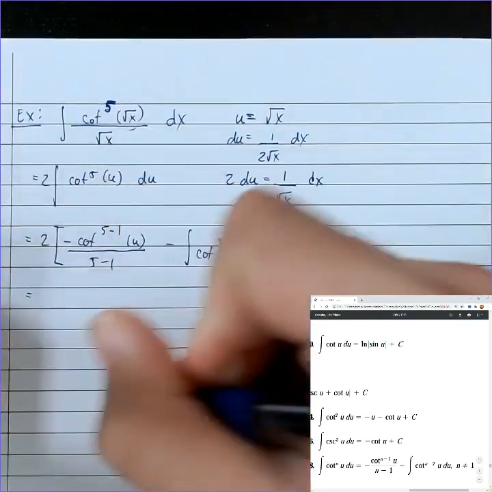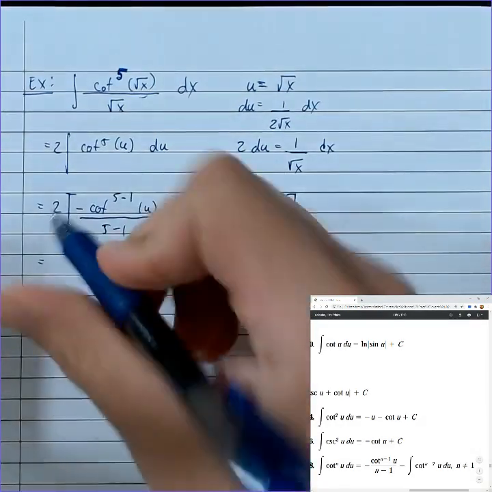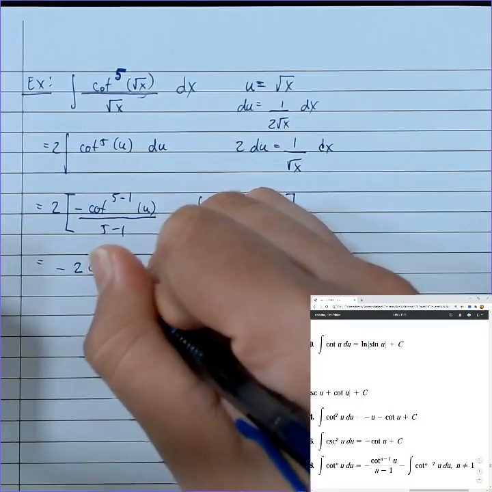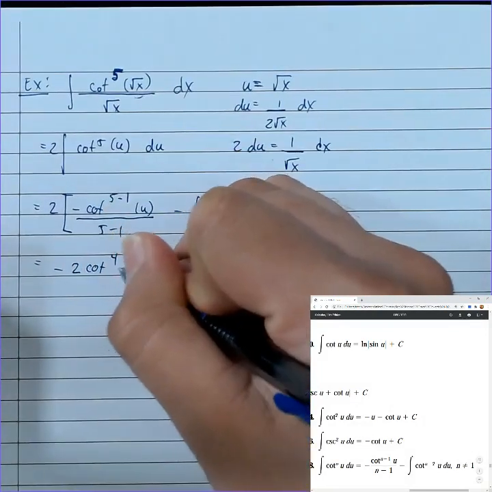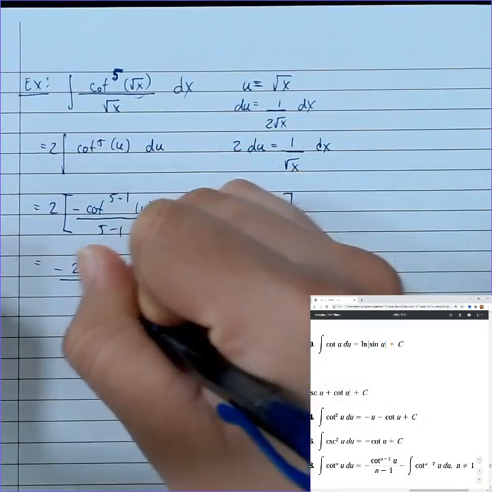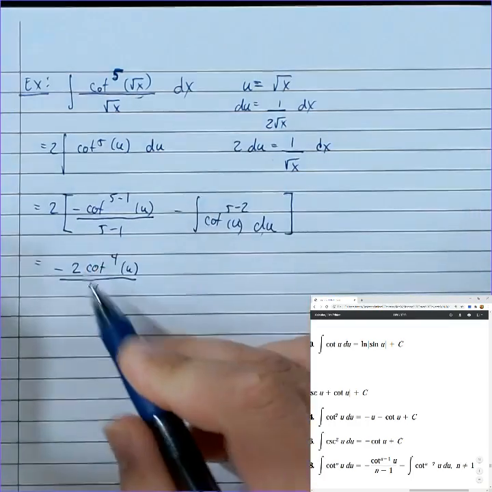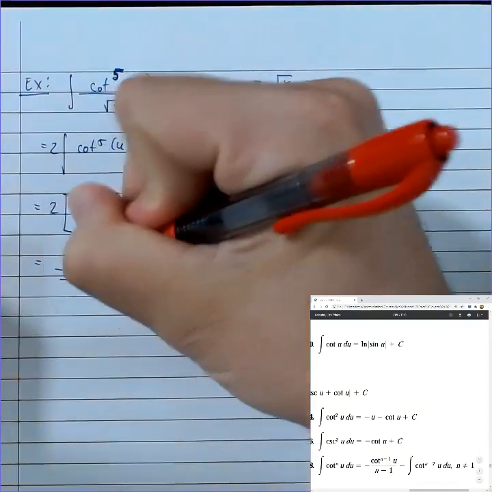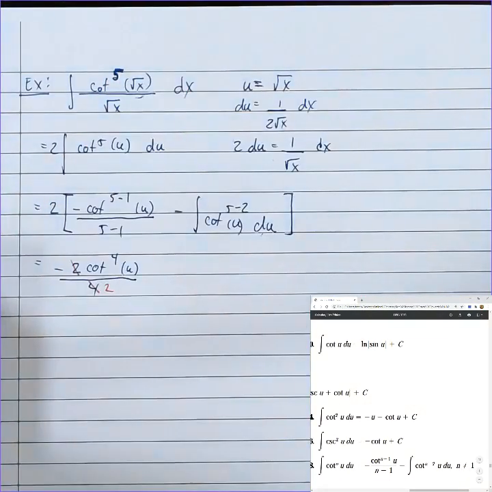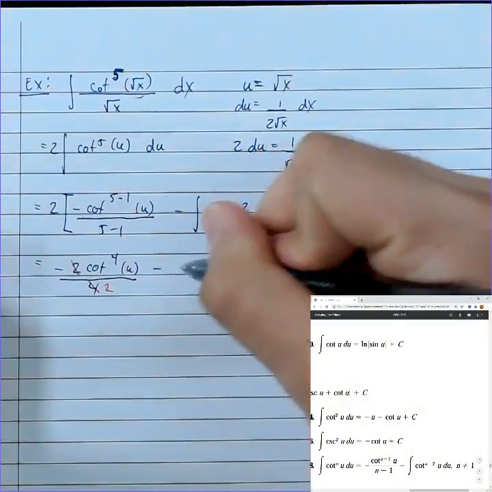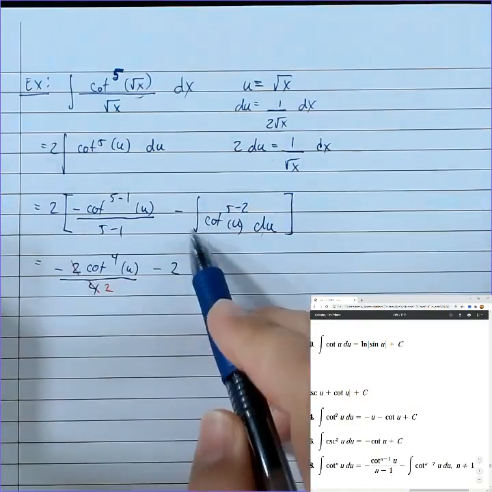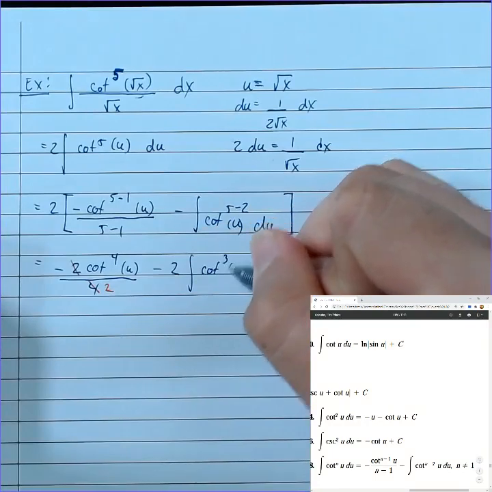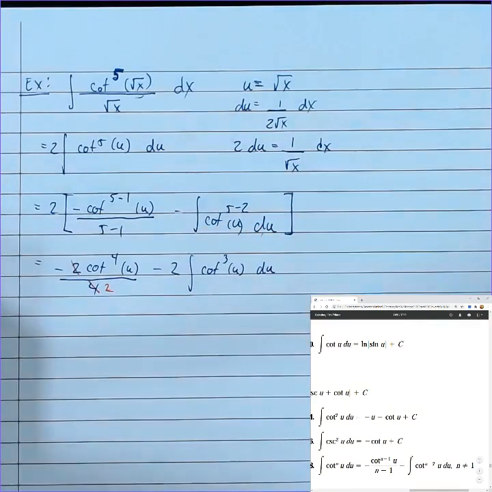But we can simplify. Let's see here. That's going to be negative 2. I'm just distributing my 2 here. Negative 2 cotangent to the power 4 of u over 4. I can reduce that even. So 2 over 4, I can write that as 1 over 2. Minus double. I'm just distributing my 2 here. The integral of the cotangent to the third of u du.